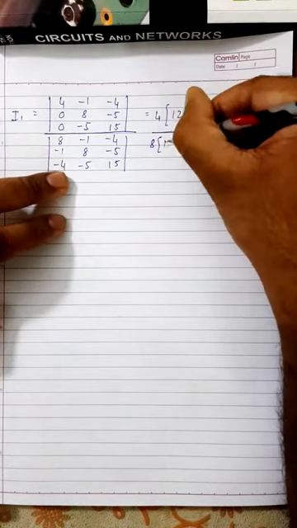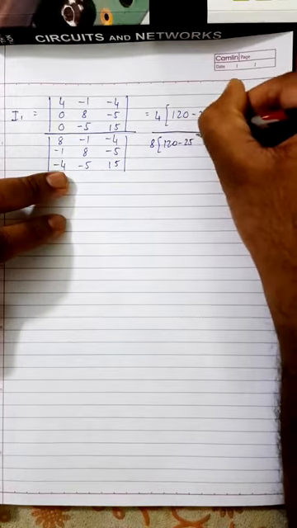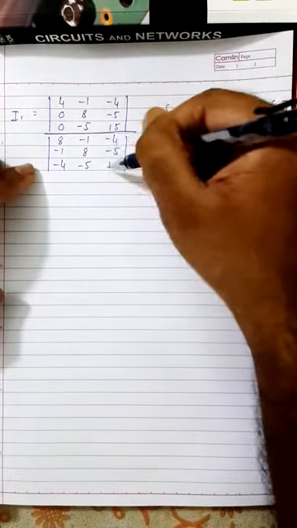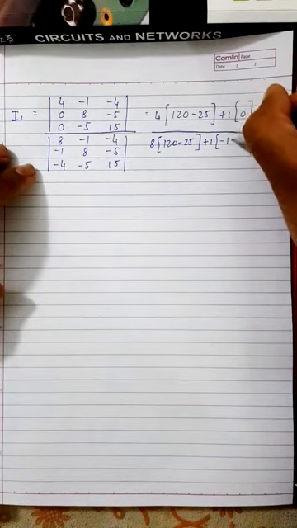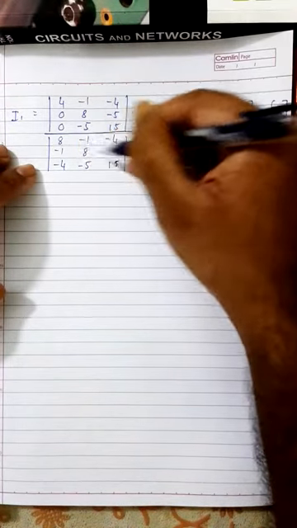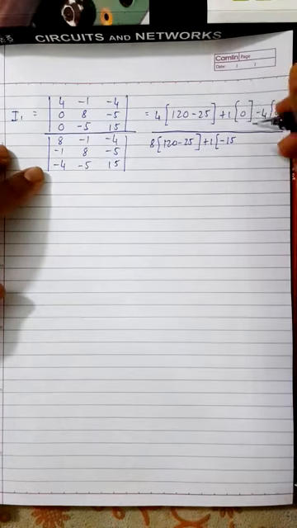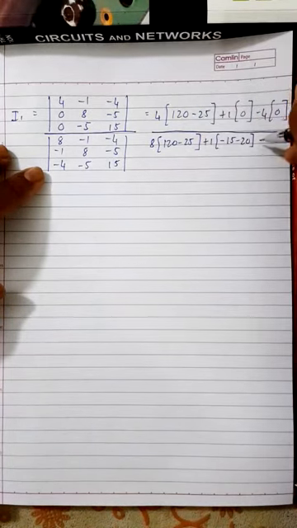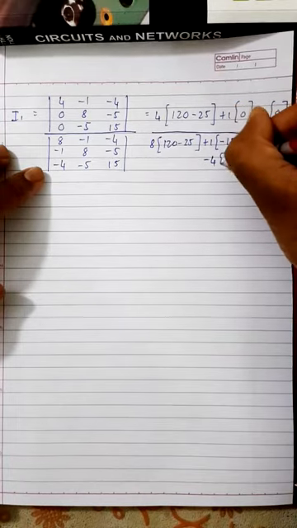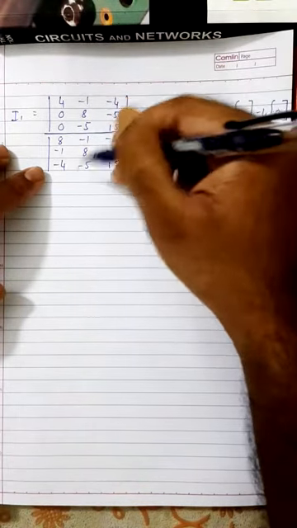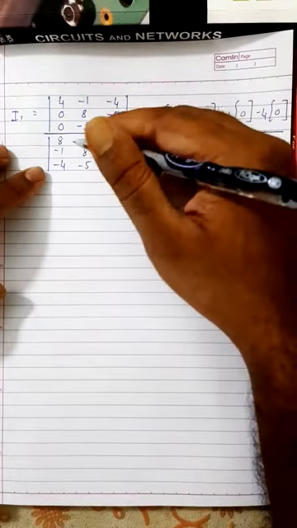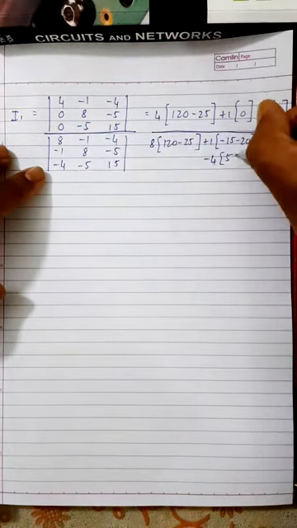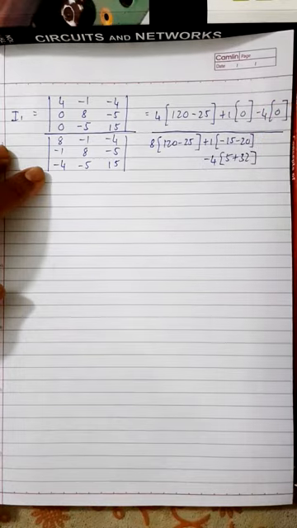And the denominator is 8 into 120 minus 25 plus 1 into minus 15 and 20, so minus 20, and for the last one it is minus 4 into 5. Here it will become 5 minus 32, becomes plus 32, right?